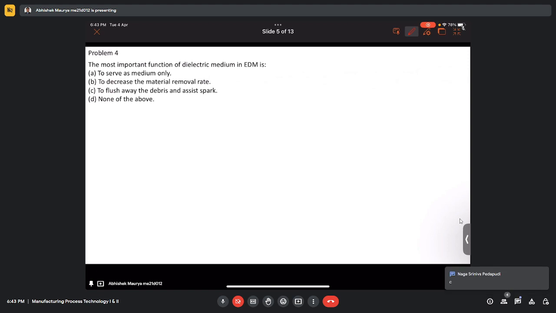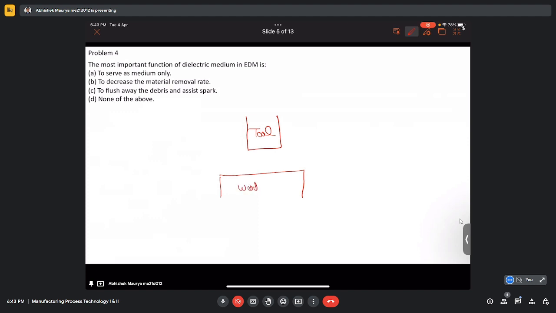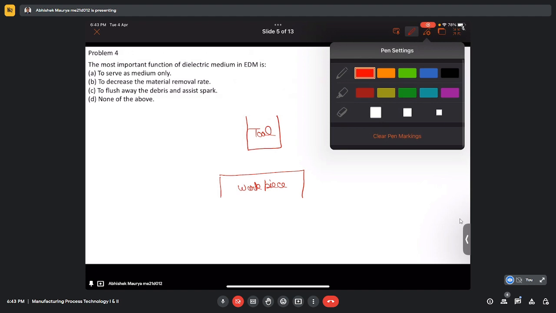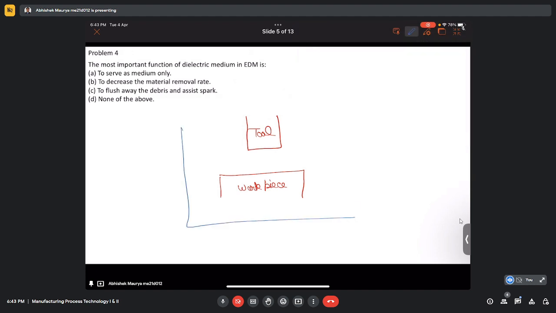Yes, both of you are correct. So, as I told, in electro discharge machining, we have the tool and we have the workpiece. And this complete setup is inside a dielectric medium. So this is the dielectric.